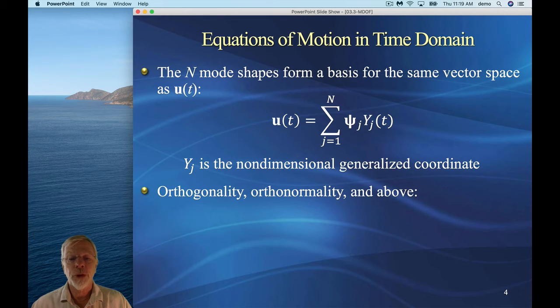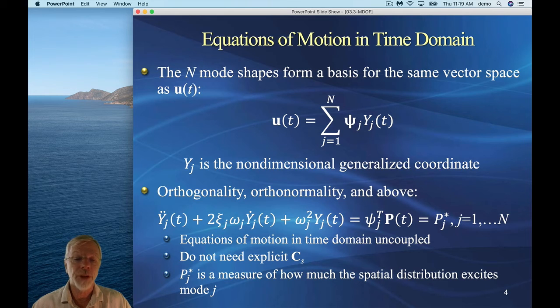Using this equation and the orthogonality and orthonormality properties from above, we can substitute these into the equation of motion, pre-multiply by psi j transpose, and we end up then with a system of uncoupled equations of motion. And so these are just scalar equations of motion. We have n of them, or however many eigenvectors we're looking at. And we see that it's exactly the same form as the single degree of freedom equation that we dealt with previously. So we see that we do not need to explicitly form C sub s. I've just used the percent damping, Greek c sub j, in the equation.